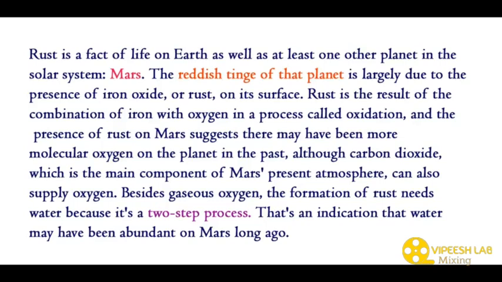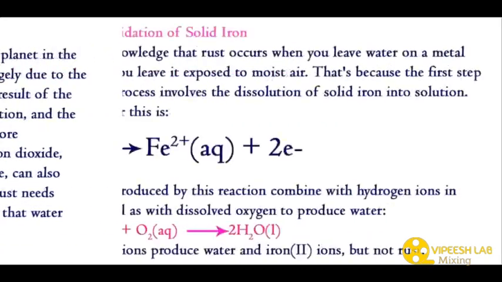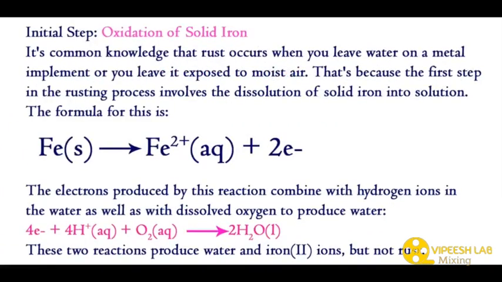Although carbon dioxide, which is the main component of Mars' present atmosphere, can also supply oxygen. Besides gaseous oxygen, the formation of rust needs water because it's a two-step process. That's an indication that water may have been abundant on Mars long ago. Here we are going to discuss the oxidation of solid iron.